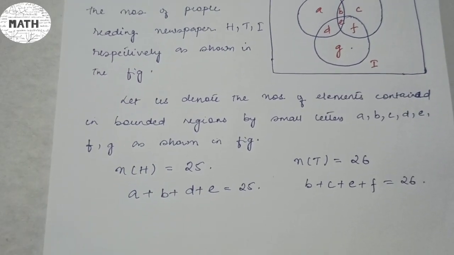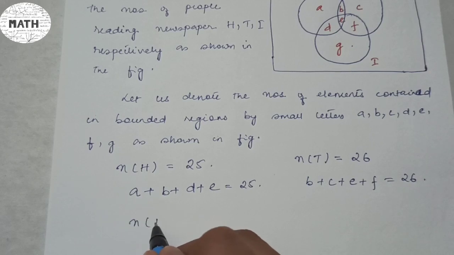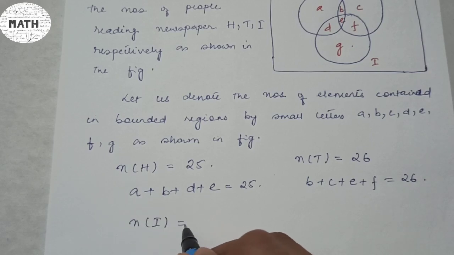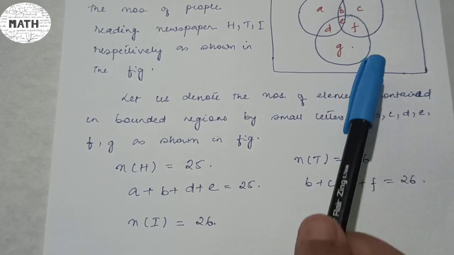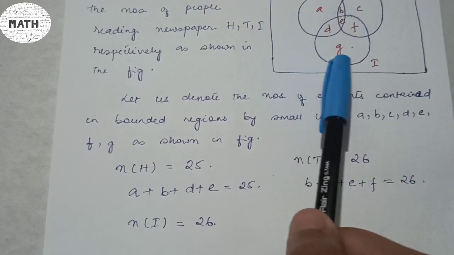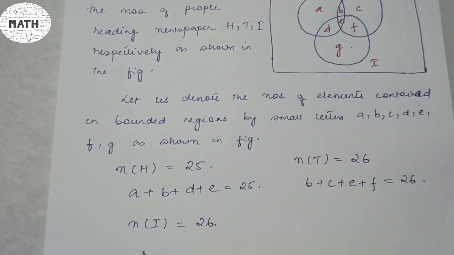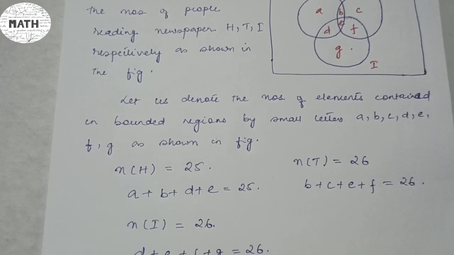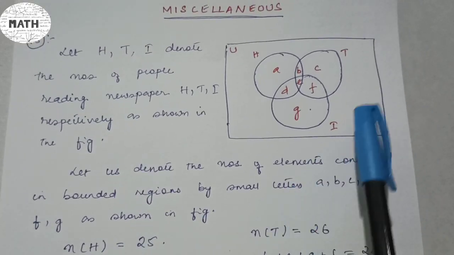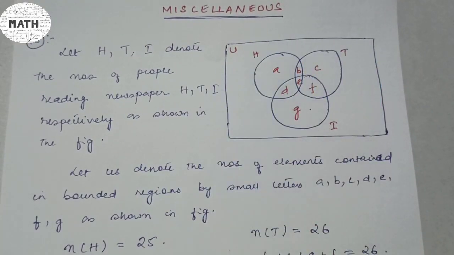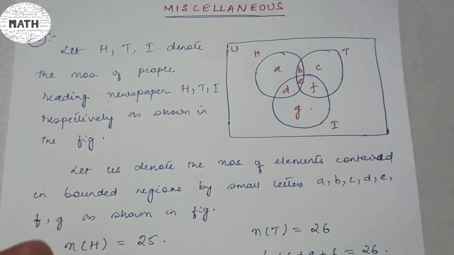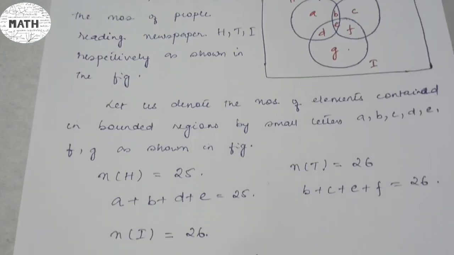And in a similar manner, n of I is given to be 26 again. n of I means this circle. So if I draw this circle, the regions are D plus E plus F plus G equals 26. I guess you are clear till there. Please draw the diagram, because I have to deal with this diagram in the next step also.